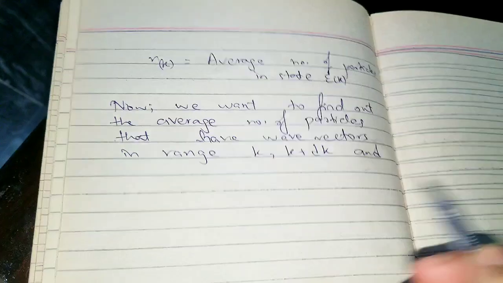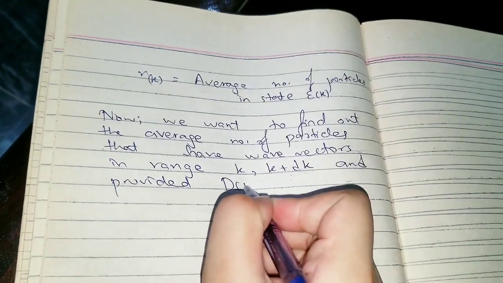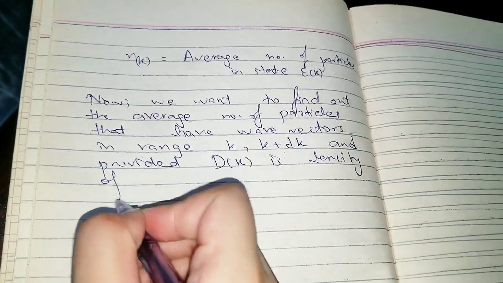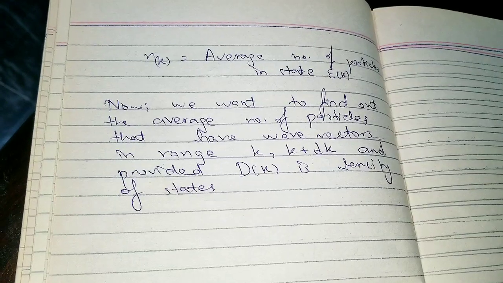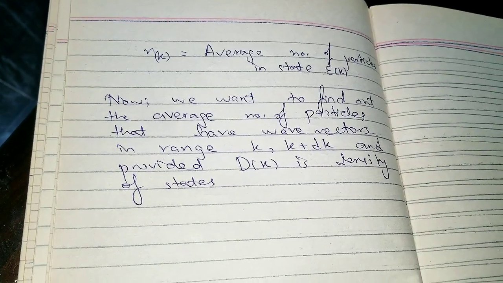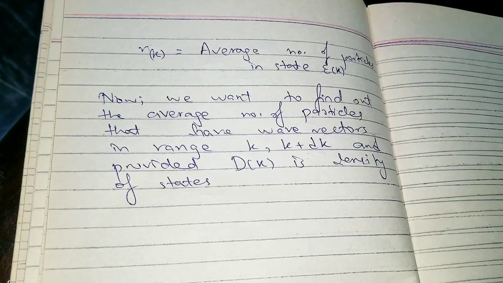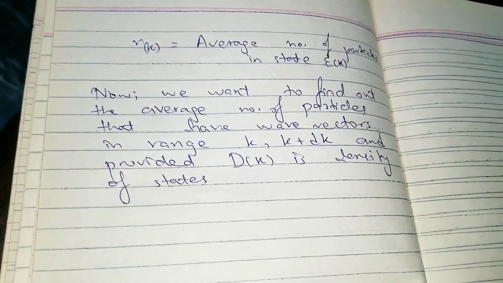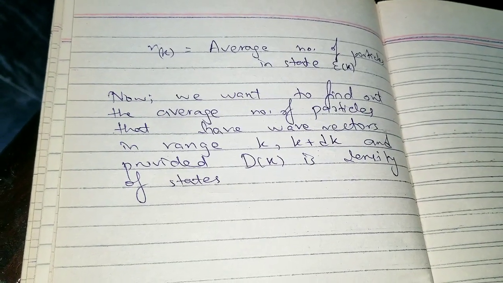Provided d of k is the density of states. Density of states gives us the number of states that are available to be occupied. Since there is not an infinite number of states available for the particles to occupy, and because it is very sensitive to the system you are considering, density of states accounts for that fact.